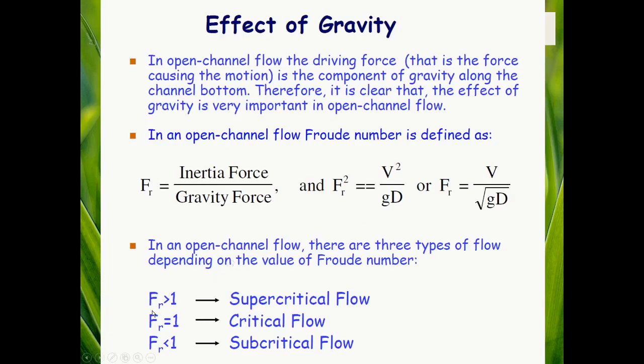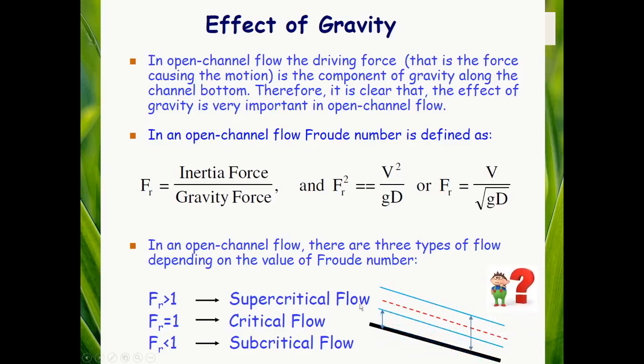Considering the value of the Froude number, we divided the flow regime into three different conditions. You see here, when the Froude number is greater than 1, we call this supercritical flow. When the Froude number equals 1, we stated that the flow has the critical flow condition. And for Froude values less than 1, the flow is called subcritical flow.